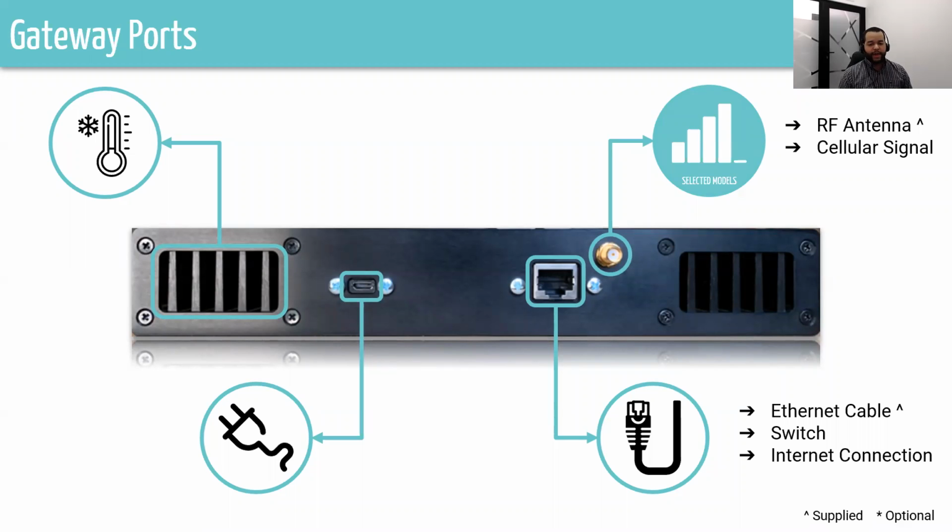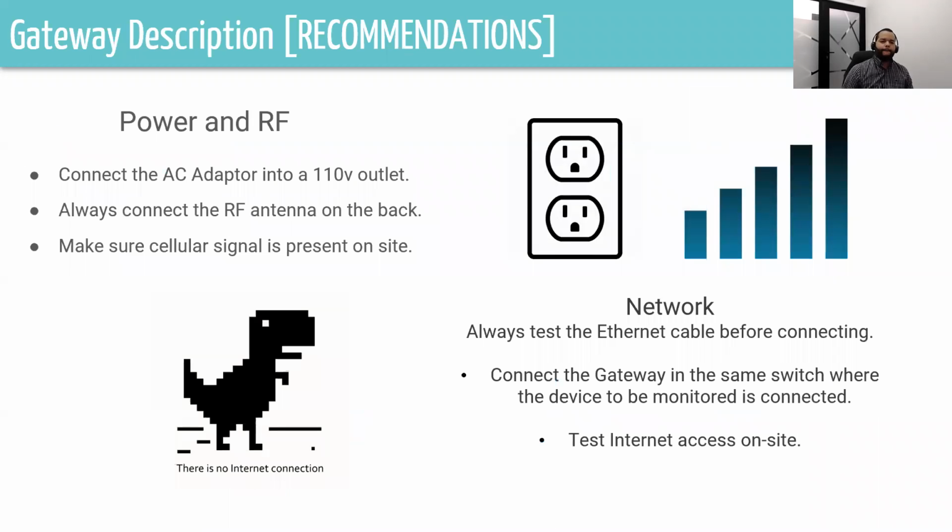We can see the vent on the left. We can see also the DC power outlet. The DC power adapter is included in the box. We can also see the Ethernet port that goes to the switch and provides internet connection. And on this model, the Gateway X, this is the RF antenna port that provides a cellular signal to the device.